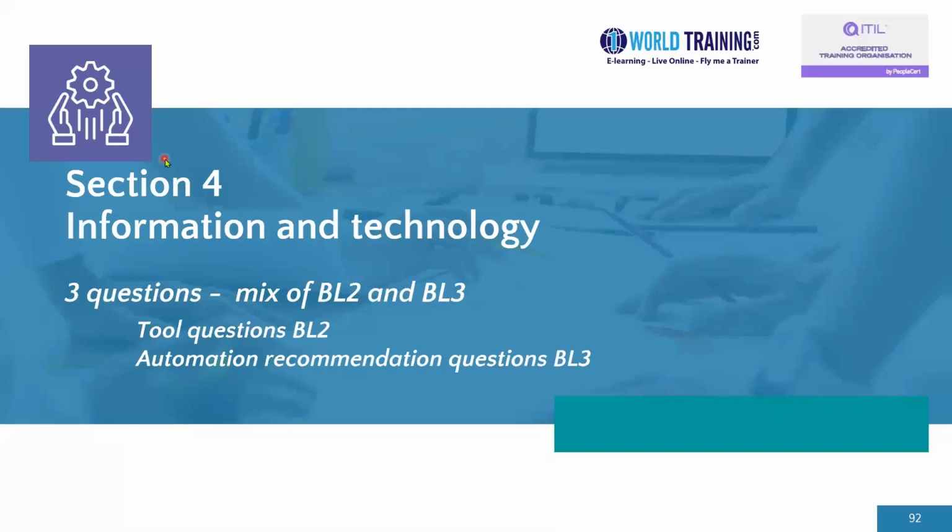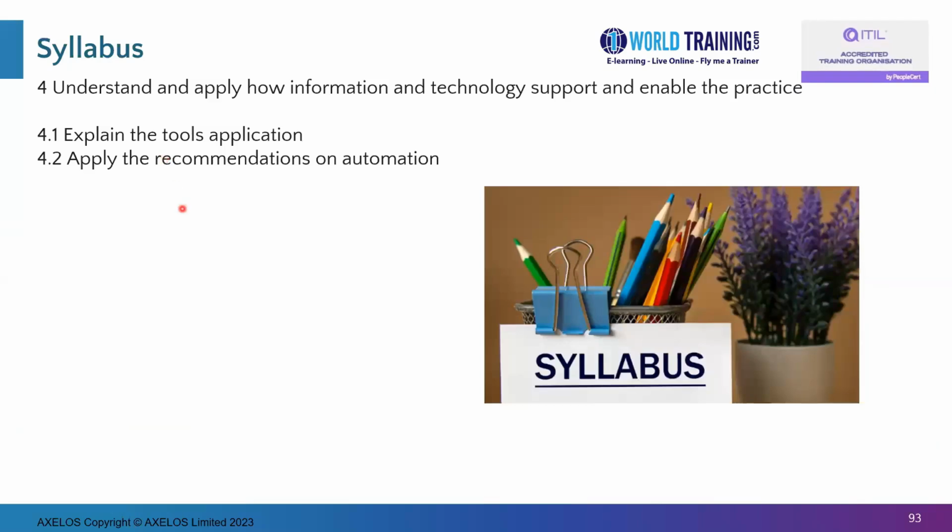We are in section 4, the information and technology dimension for the practice. In the exam, there will be 3 questions, which will be a mix of Bloom's level 2 and 3, meaning understanding and application questions from this section. There'll be tool questions and automation recommendation questions. The tool questions would be at level 2 of understanding, and the automation recommendation would be at level 3 application. So let's go ahead and understand the different tools and the recommendations for automation.